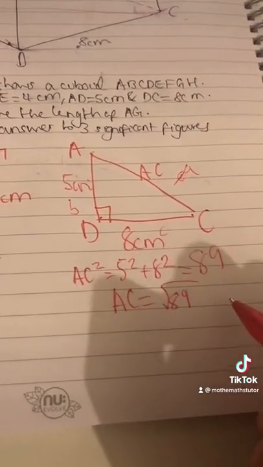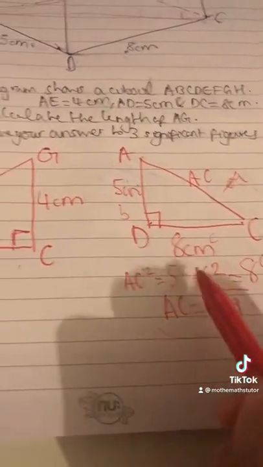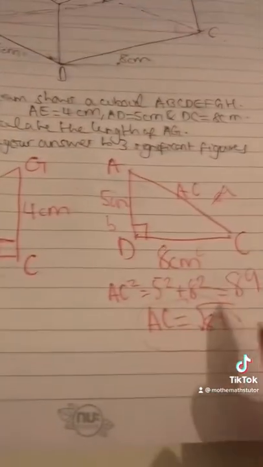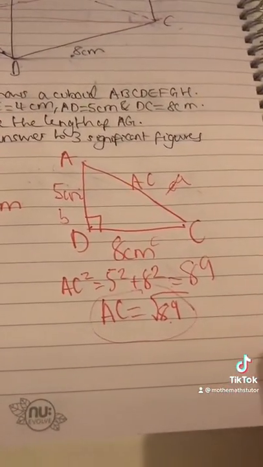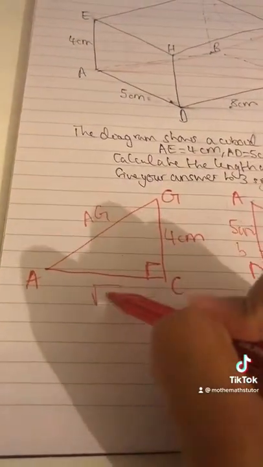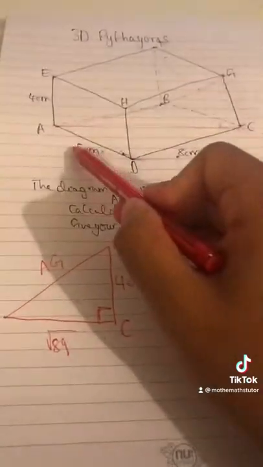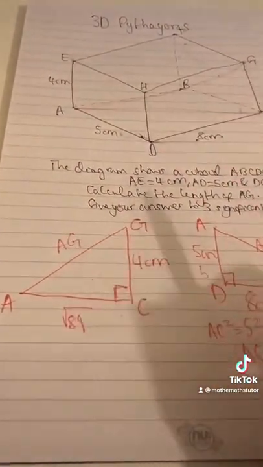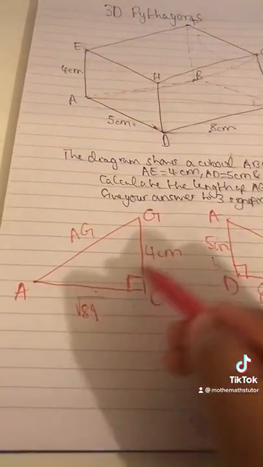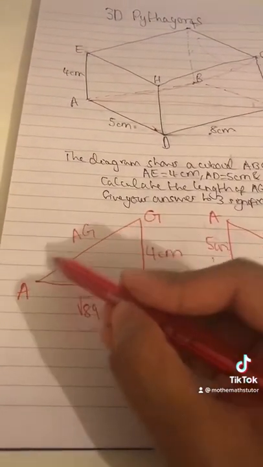We're not going to write the decimal answer for this because we're going to use AC equals square root 89 later on in the question. If we round it to a certain number of decimal places, it's going to mess up the accuracy of the final answer. So now that we found AC is root 89, we're going to write AC is root 89 here. And now we can look at this triangle ACG, because remember, our ultimate goal is to find the length AG. Now this is a right angle triangle and we have two given sides, so now we can use Pythagoras on this to find AG.